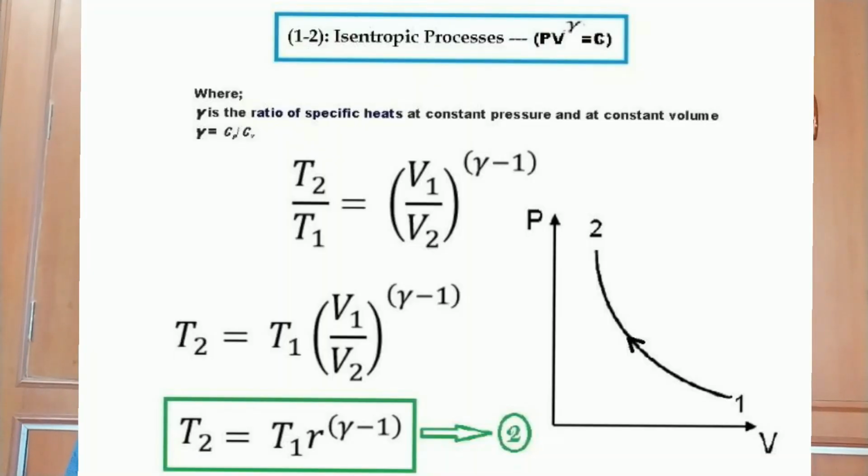T2 by T1 equals (V1 by V2) whole power γ minus 1. V1 by V2 is nothing but the compression ratio, denoted by the letter r. Therefore T2 by T1 equals r^(γ-1). Therefore T2 is equal to T1 into r^(γ-1). Let us consider this as equation number 2.